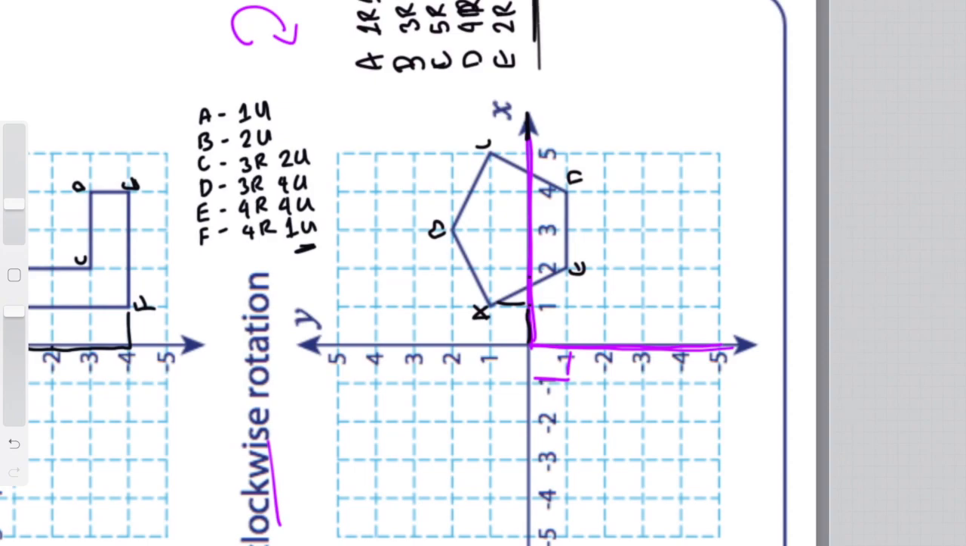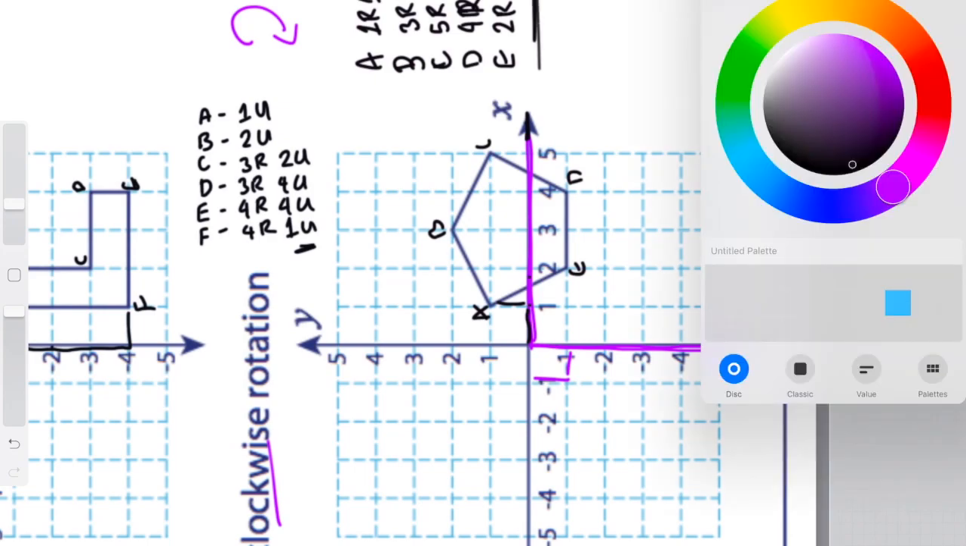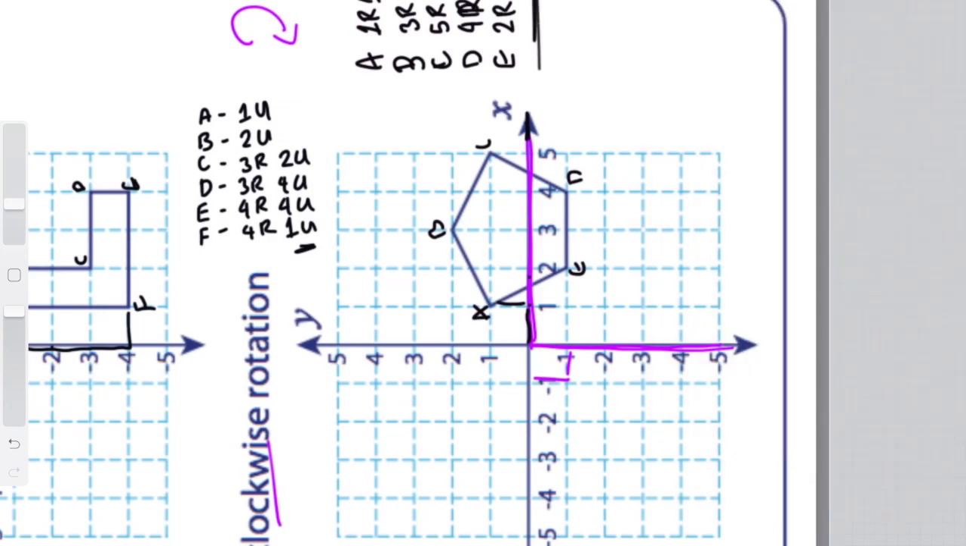And then we go back over here and we look at our rules and we follow our rules. And we do what our rules say. So our rule says A is 1 right, 1 up. A prime. B says 3 to the right, 2 up. B prime. C is 5 to the right, 1 up. C prime. D is 4 to the right and 1 down. D prime. E, 2 to the right, 1 down. E prime. Get my ruler.